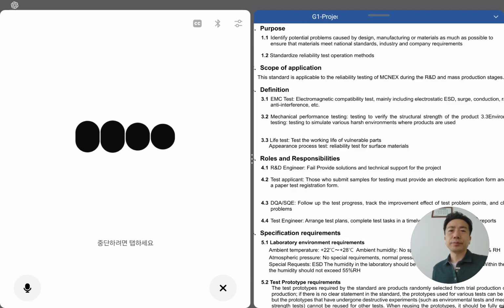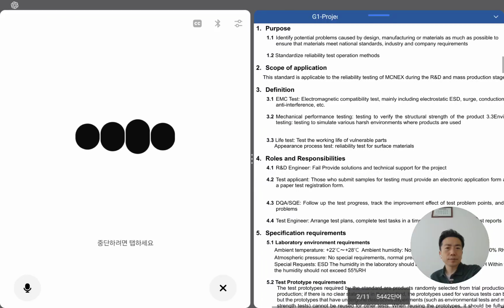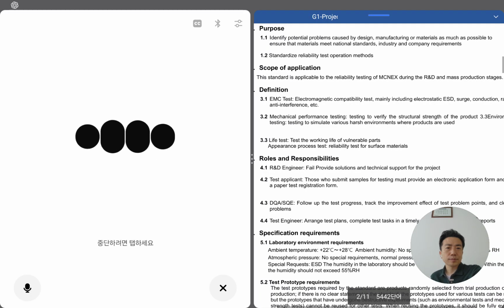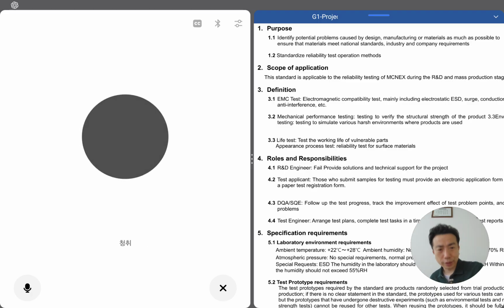All right, here we go, David. I'll read it slowly and clearly. Mechanical performance testing means testing to verify the structural strength of the product. Environmental testing means testing to simulate various harsh environments where products are used. Each one is short and clean. Do you want me to keep reading the next part about life tests and appearance process tests too? Okay, go ahead. It's your turn.